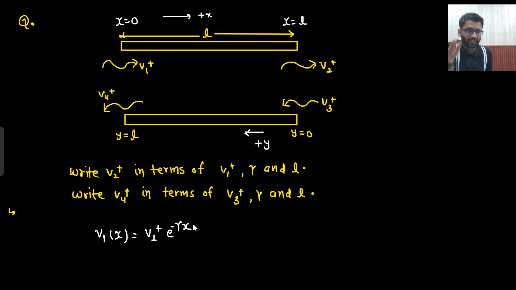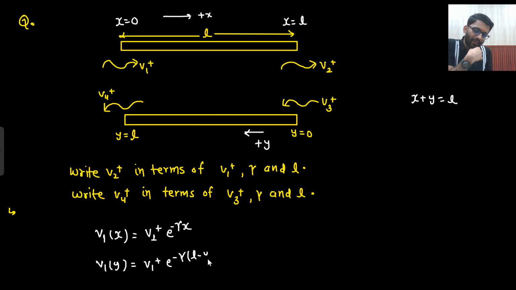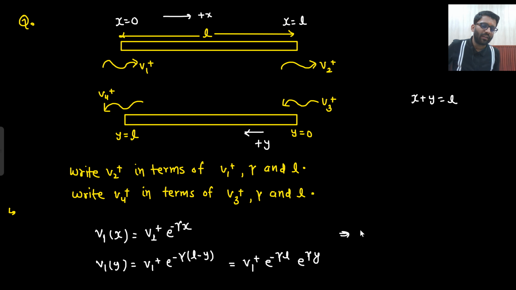Now if I need to write this equation in terms of y, what do I need to do? Here I can see that x plus y equals L, because y is the distance covered from here, and x is the distance covered from here. So in place of x, I will write L minus y. What am I getting? v1 plus e to the power minus gamma L e to the power gamma y. So my v1y is v1 plus e to the power minus gamma L e to the power gamma y.